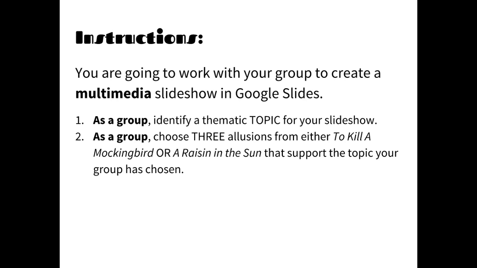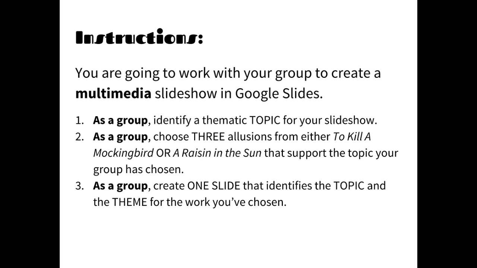All right, as a group, after you've identified your topic, you're going to choose 3 allusions from either To Kill a Mockingbird or A Raisin in the Sun that support the topic your group has chosen. Now, you need to make sure that you choose one of those texts. You are not doing this presentation for both. So your 3 allusions need to be from one or the other, not both.